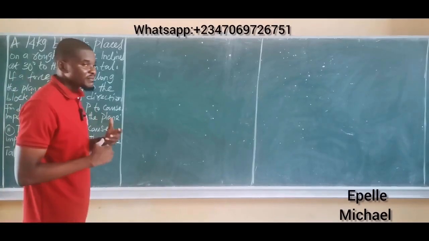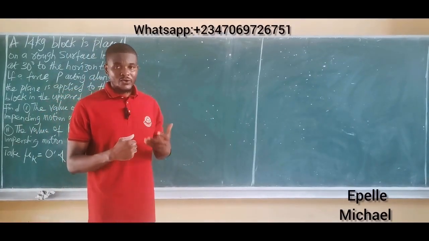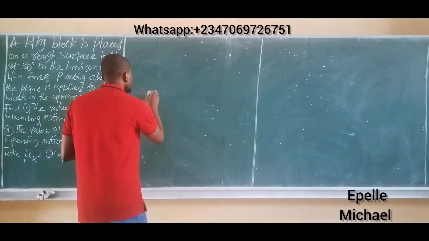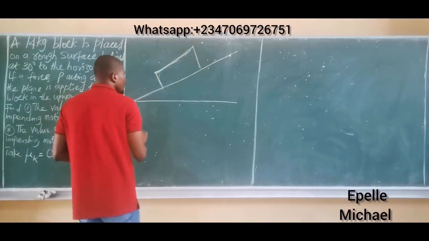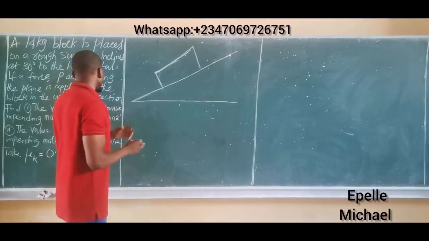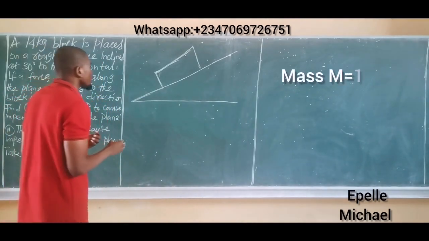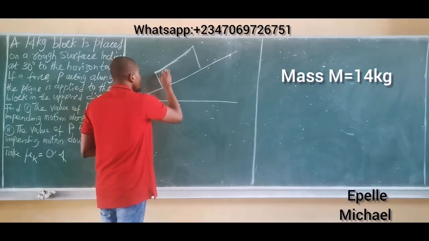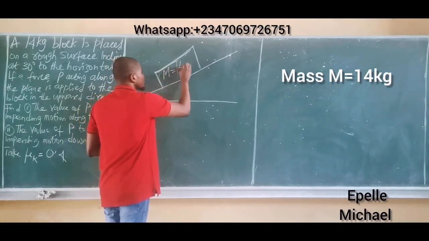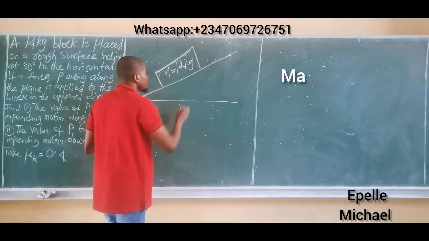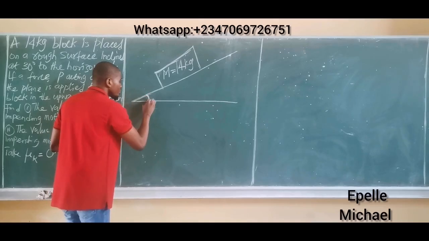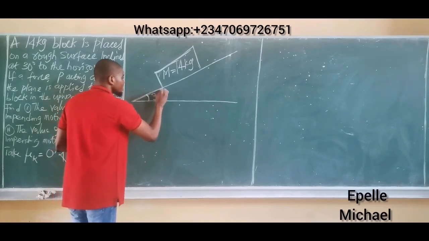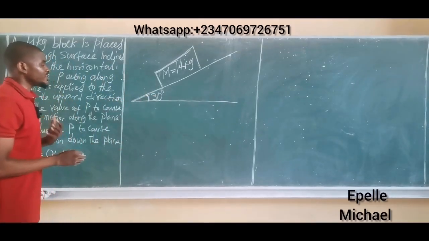Okay, so let's start by plotting our diagram first. This is a block and the mass of this block was given as 14 kg. So mass equals 14 kg, and this block is placed on an inclined plane, inclined at 30 degrees to the horizontal. So the angle here is simply 30 degrees.